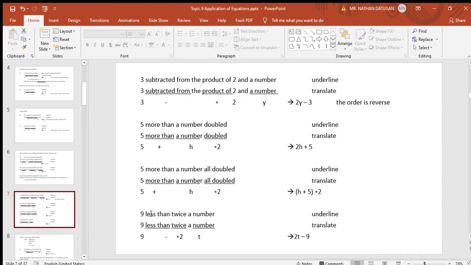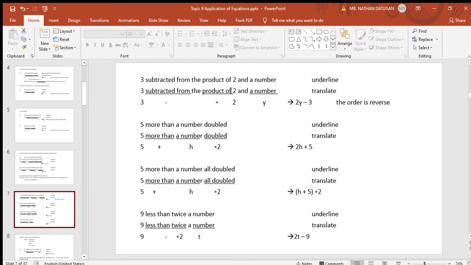Okay. So let's have some more translation with multiple operations. So we have 3 subtracted from the product of 2 and a number. Again, underline. Underline is like your best friend when you're translating word problems of any kind. So we have subtracted from, product of, and a number. Now let's translate that. First things first, let's look at the first half of the sentence. So we have 3 subtracted from the product. Can we do that part of the sentence yet? Nope.